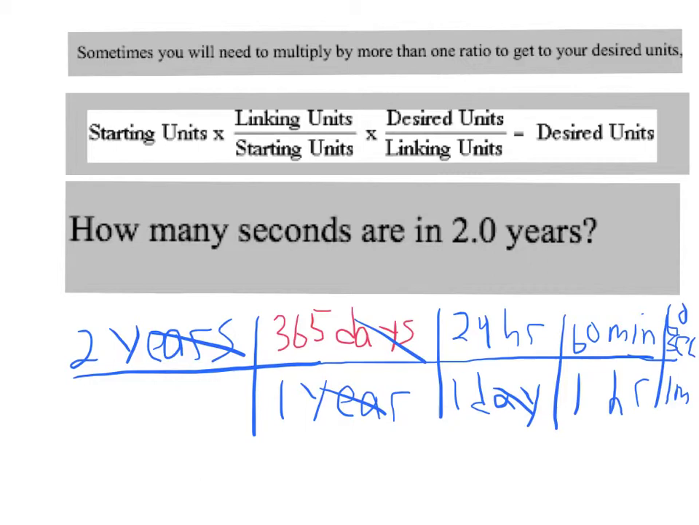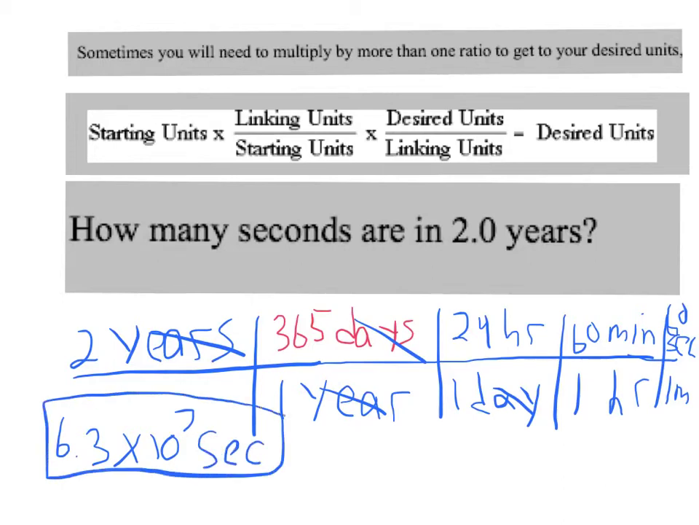When you finally multiply all the top numbers together, 2 times 365 times 24 times 60 times 60, you get your final answer. It'll be 6.3 times 10 to the 7th power seconds. That means there's 6.3 and then 7 zeros after it. So again, keep converting until you get to the desired unit you want.